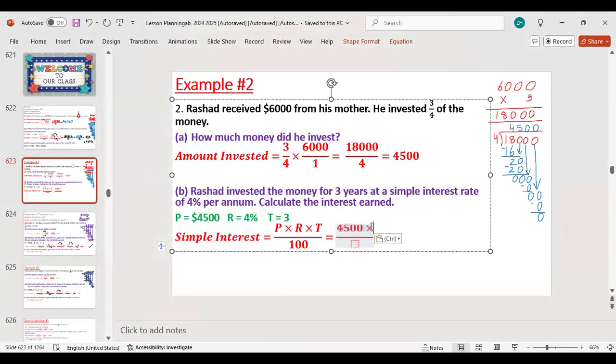R is going to be what? What is R? Imagine they get it wrong. No, my students are not going to get it wrong. My students are smart, every last one. All right, the rate is what? 4. And then the time is what? The time is 3. Very good.